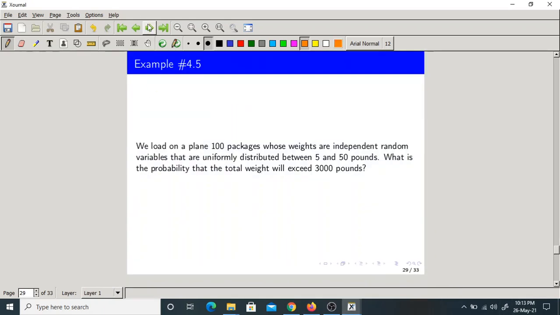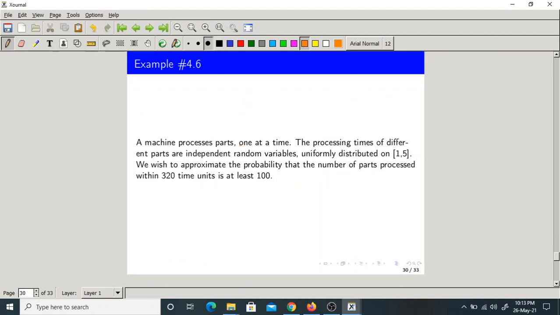So we have solved one problem. Let us take one more problem. A machine processes parts one at a time. The processing times of different parts are independent random variables uniformly distributed on 1 to 5. We wish to approximate the probability that the number of parts processed within 320 time units is at least 100.